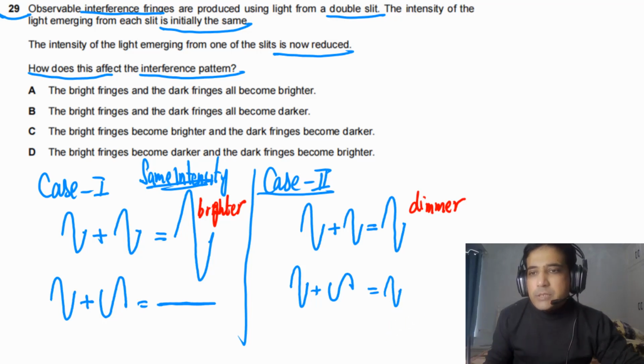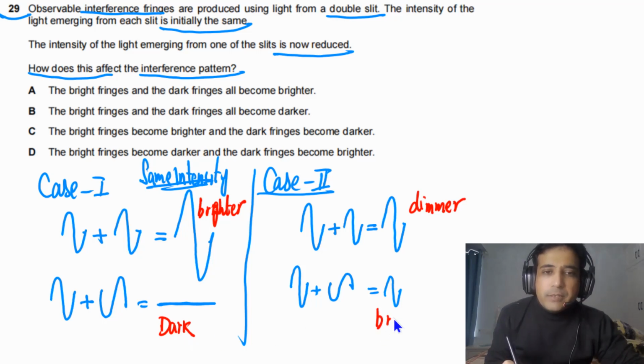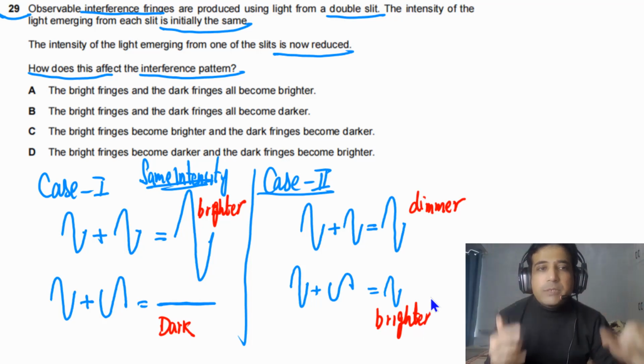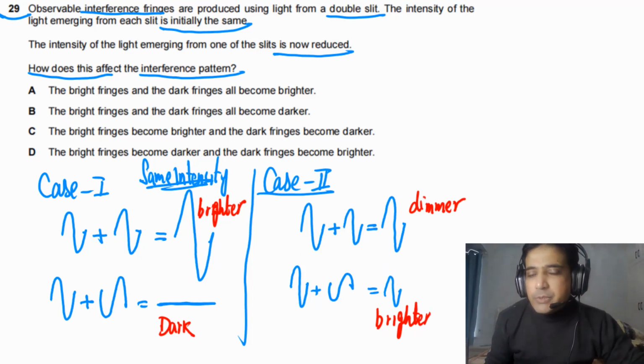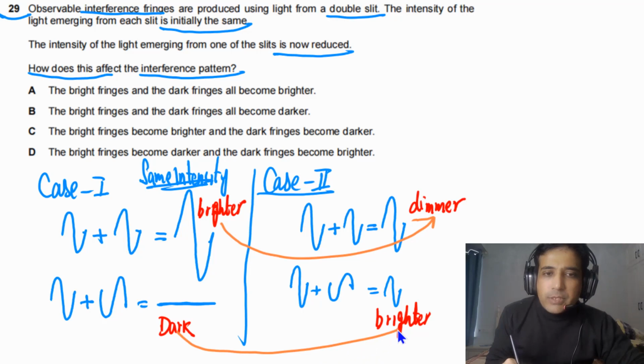So in this case, simply you can see, here we have full darkness, fully dark. So this one is fully dark, and that one is brighter. So this is the concept you need to understand in this way, in a beautiful way. I hope this is clear to you. So in this case, simply you will say bright fringes get dimmer, and dark fringes get brighter.